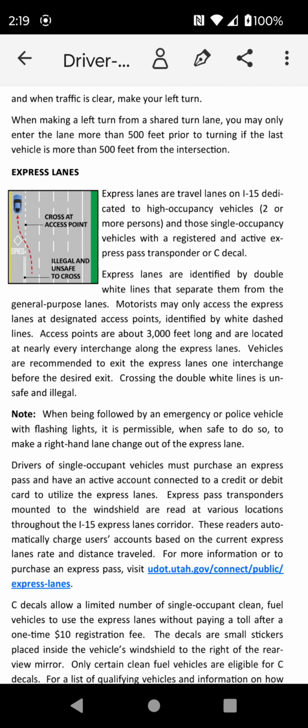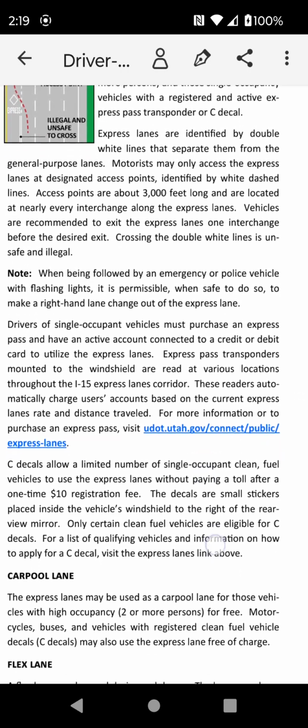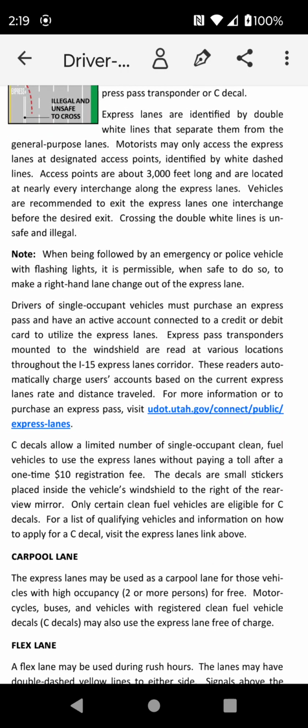Crossing the double white line is unsafe and illegal. It is. You'll get fined hardcore by highway patrol. Note: when being followed by an emergency or police vehicle with flashing lights, it is permissible, when safe to do so, to make a right-hand lane change out of the express lane. It's okay to cross the lines if there's an emergency vehicle coming, is what they're basically saying.